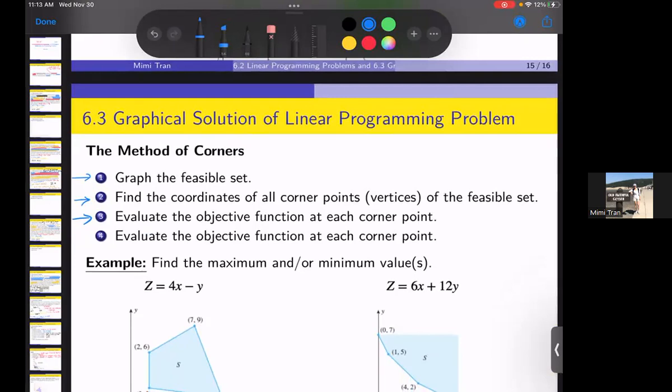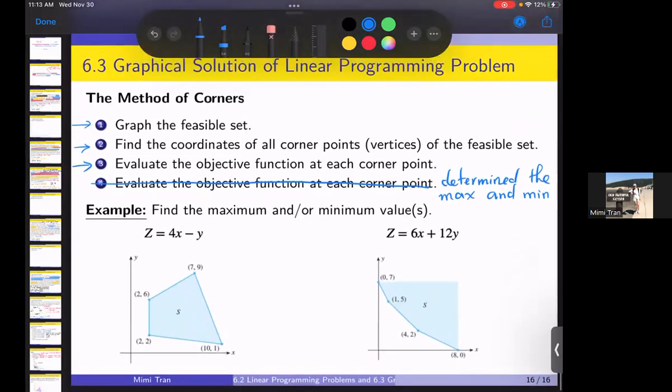And the last step, I don't know why I repeat this one. Sorry about that. Determine the max and min. That's max and min.